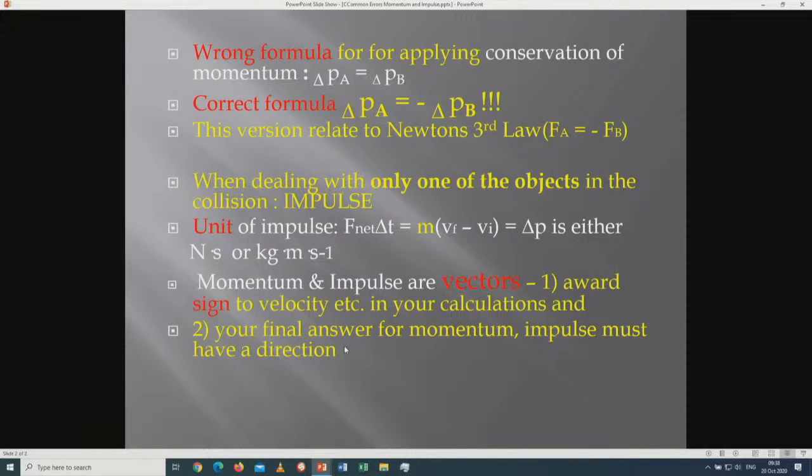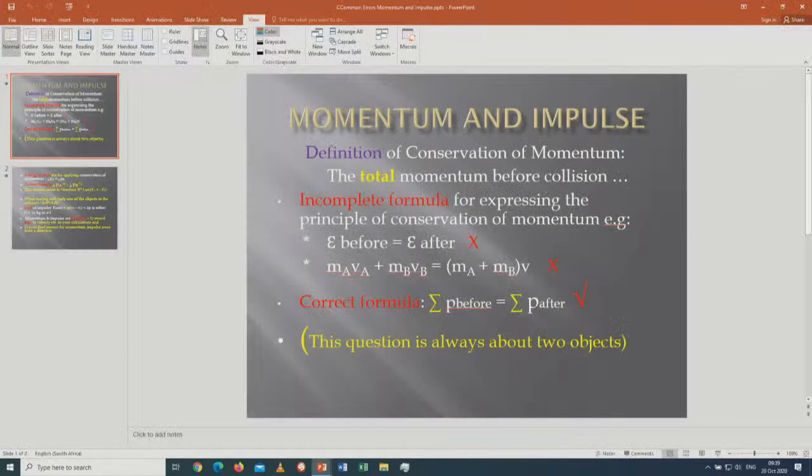If they ask for the magnitude of the momentum, then it's not necessary to give direction, but I would suggest rather be safe than sorry. So normally attach a direction to your final answer for momentum or impulse. If you don't do it, unfortunately, you lose the mark for the final answer, although the magnitude of your answer is correct. Right, this is then a few comments on momentum.